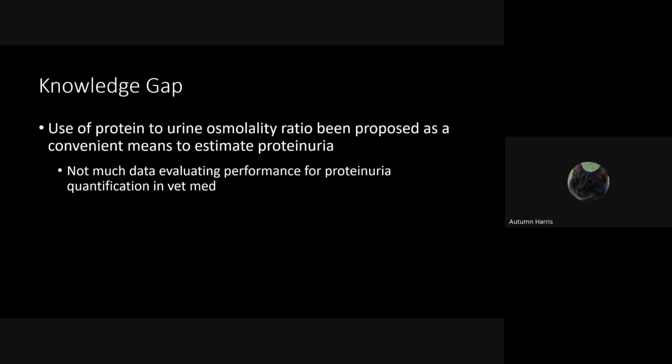So really what this study, knowledge gap-wise, was trying to fill in was, people then started to say, well, can you use a protein to urine osmolality ratio? That had been proposed in human medicine as a convenient way to estimate proteinuria. In some of those studies in people, they found that if that ratio was greater than 2.5, they were able to identify people with renal protein loss in excess of 3 grams in 24 hours. But there's not very much data evaluating the performance of that type of ratio for proteinuria in veterinary medicine.